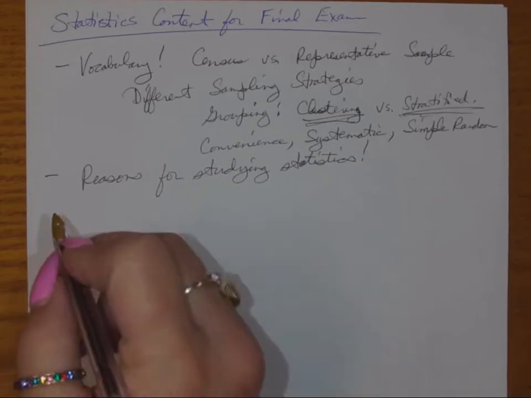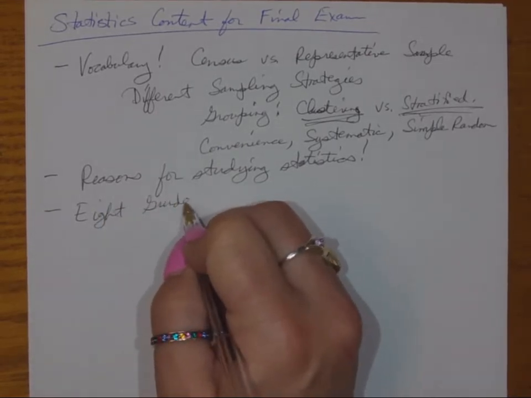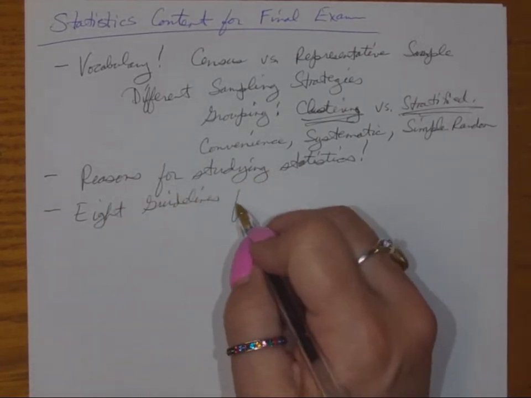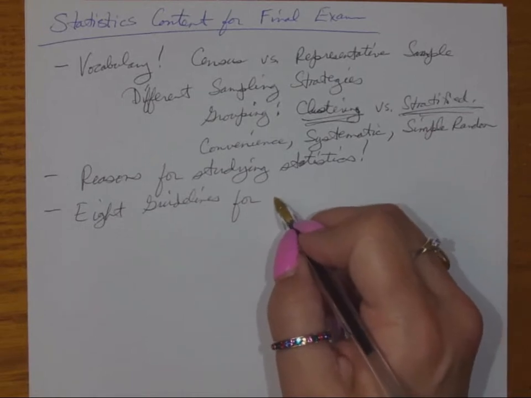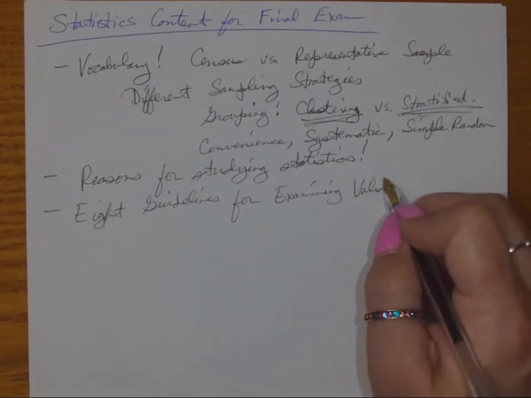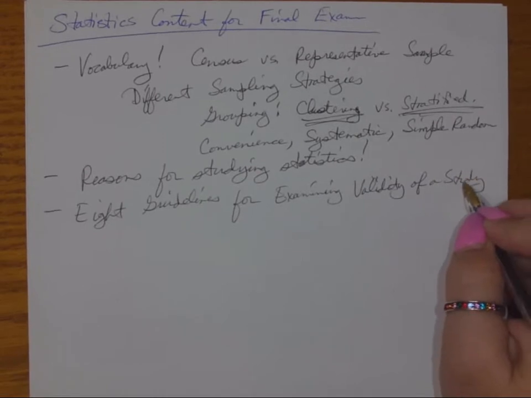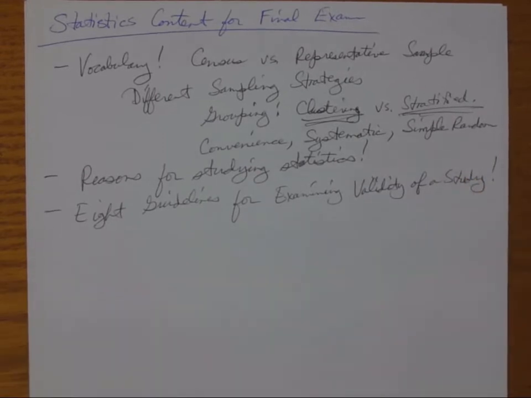There were also, by the way, 8 guidelines, right, for knowing when you can trust, we'll say examining validity of a study. Yeah. When can I trust that study and when can I not trust that study? So there's some stuff we had that we need to know. Know the difference between observation and experiments, right? So there's just a lot of definitions in that very first test.